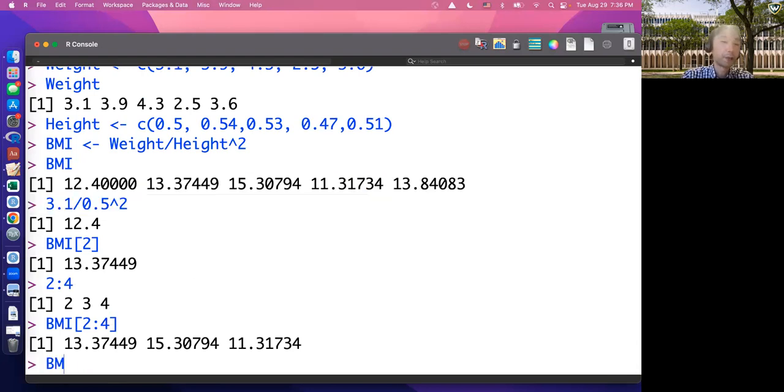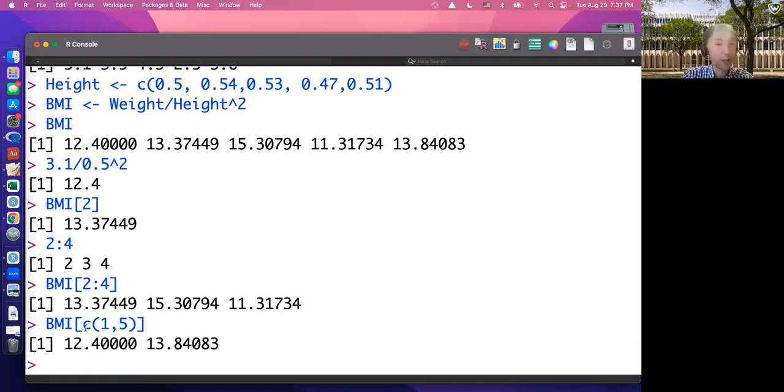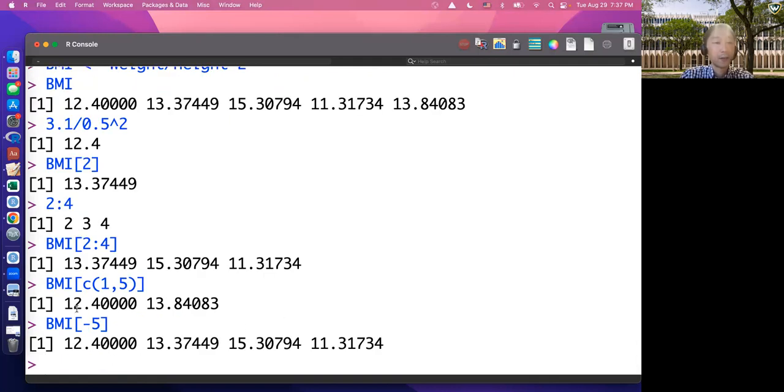Or if we want to get the first element, 12.4, and the last element, 13.84, then you can type BMI bracket c(1,5). So remember that this c declares a vector of 1 and 5. Then we can extract the first and fifth observation of this BMI. Maybe some other functions such as BMI bracket -5 gives all observations except for the fifth observation.